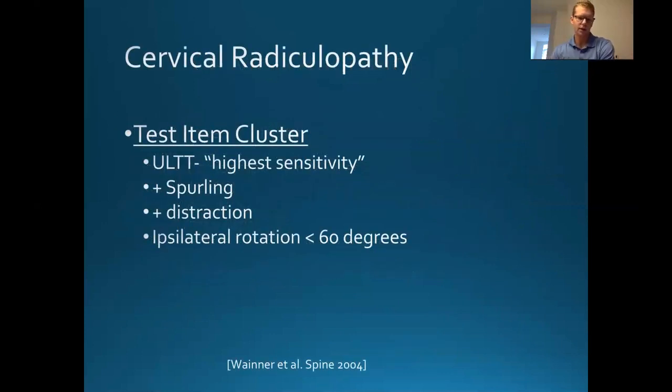Those criteria, as we talked about in the quiz, and we're going to mention again now, are going to be our upper limb tension test, positive Spurling test, positive distraction, and then rotation less than 60 degrees. This cluster first came out from Rob Wainner and his colleagues in 2004.